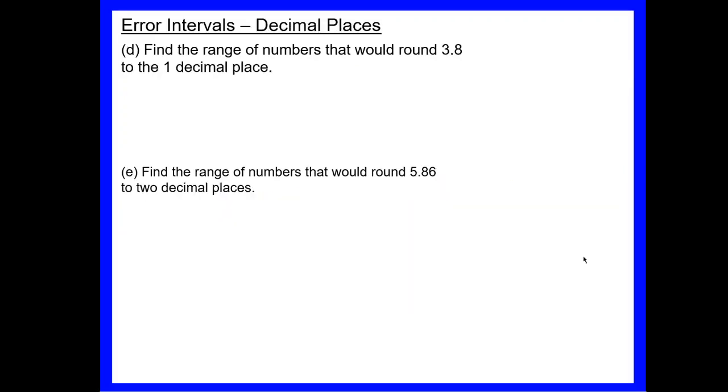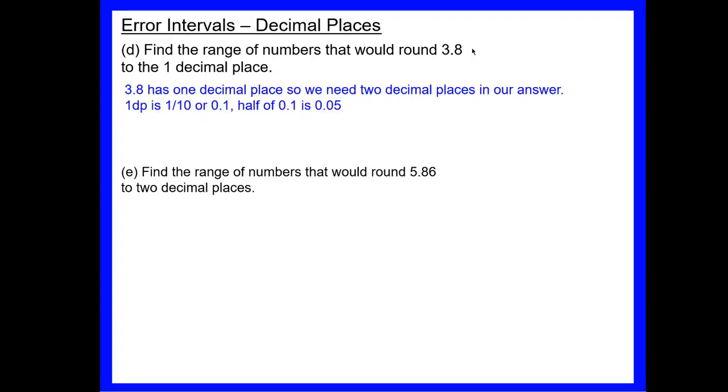Okay, the next ones are with decimal places. So we need to find the numbers that would round to 3.8. That's in the 1 decimal place column, so we're going to need a value in the 2nd decimal place column. The 1 decimal place column, remember, is our tenths column, or our 0.1 column. Half of 0.1 is 0.05. So we take off 0.05 and we add on 0.05.